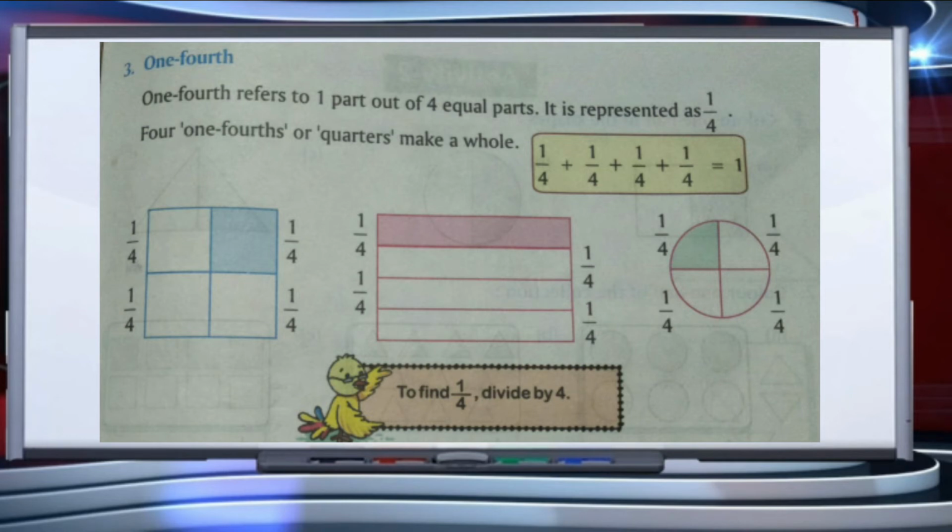Here we are having 1 square and we divided it into 4 parts. So the fraction of each part will become 1/4. 1 by 4, 1 by 4, 1 by 4, 1 by 4.